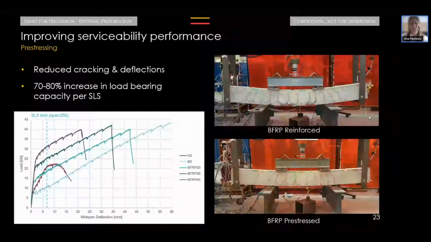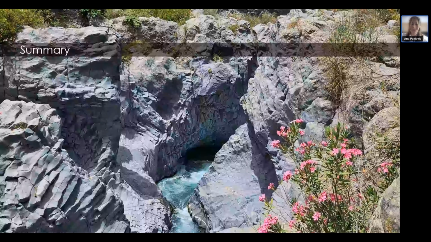In the end, I will leave you with this nice photo I took a week ago in Sicily. This is a basaltic gorge. And I will say that BFRP as a material is an interesting alternative to steel. It should not be seen as a full replacement for steel, but for certain applications, it may come with quite interesting improvement, both in terms of structural performance, as well as in reduction of embodied carbon emissions. And with this, I will end.